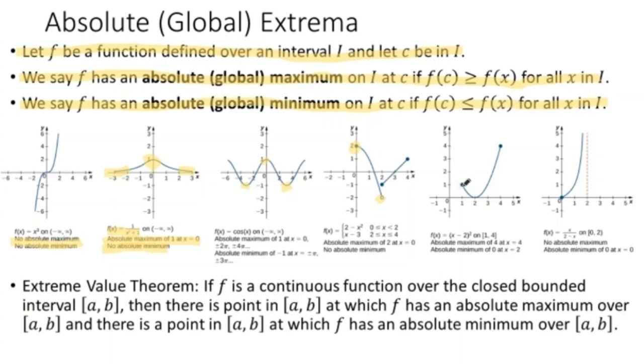In the fifth graph, we see that it does have a minimum and a maximum value. It has a minimum value of 0, maximum value of 4. And finally, the last graph does have a minimum value of 0, but because it has a vertical asymptote and is appearing to approach infinity as x approaches 2 from the right, then it does not have an absolute maximum.